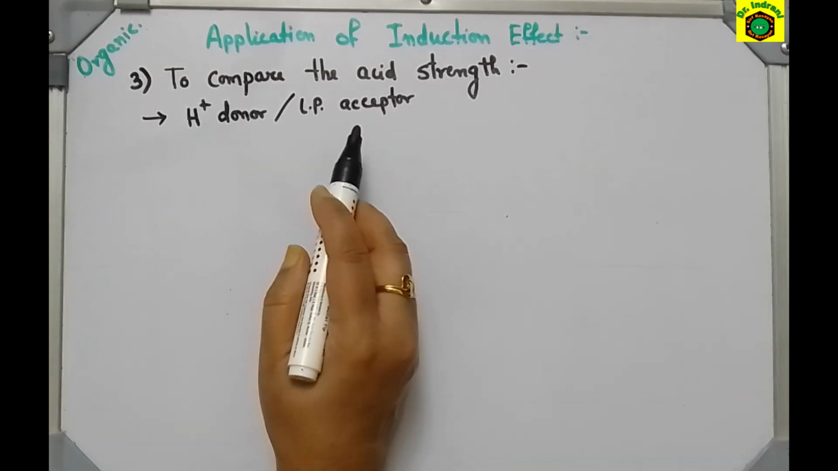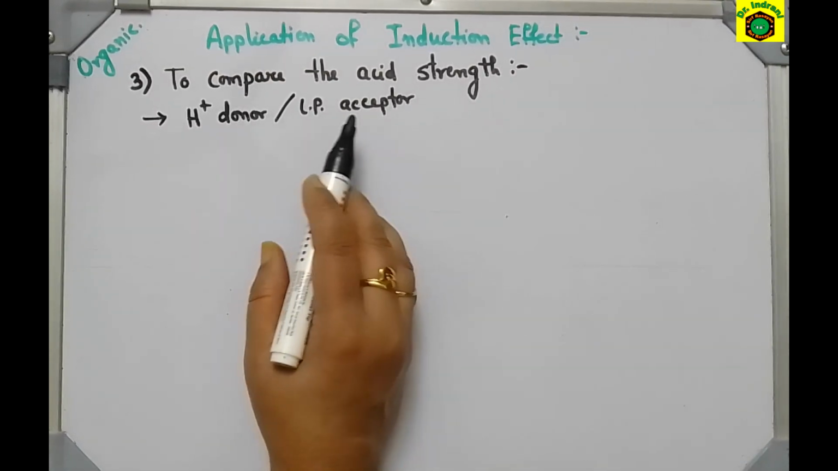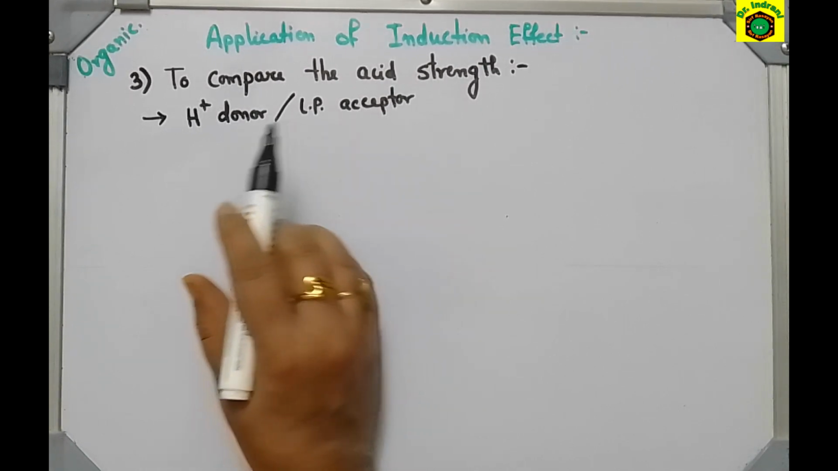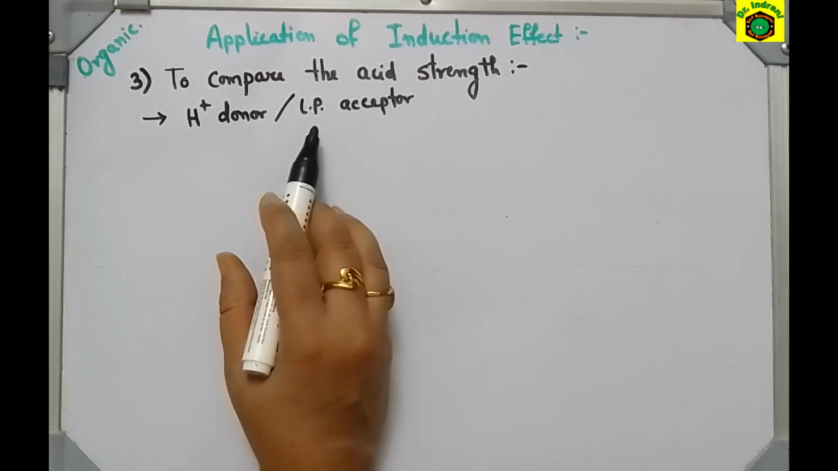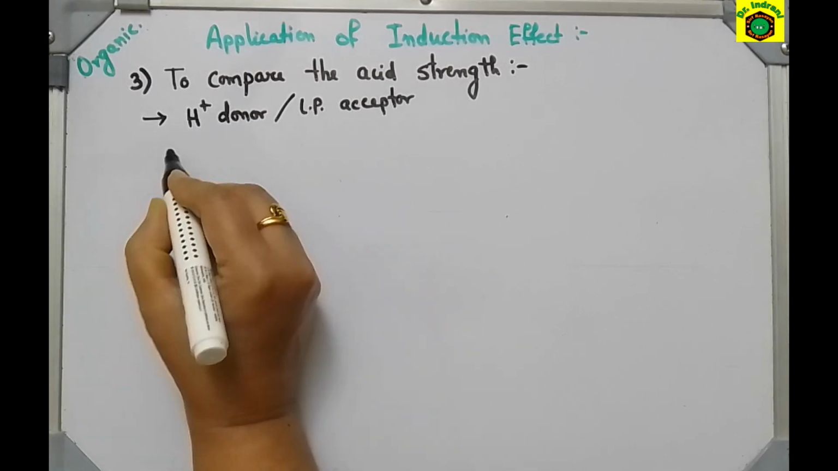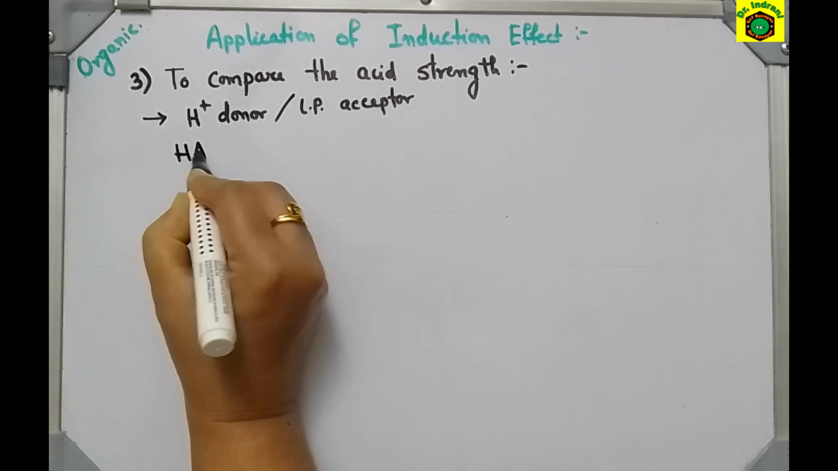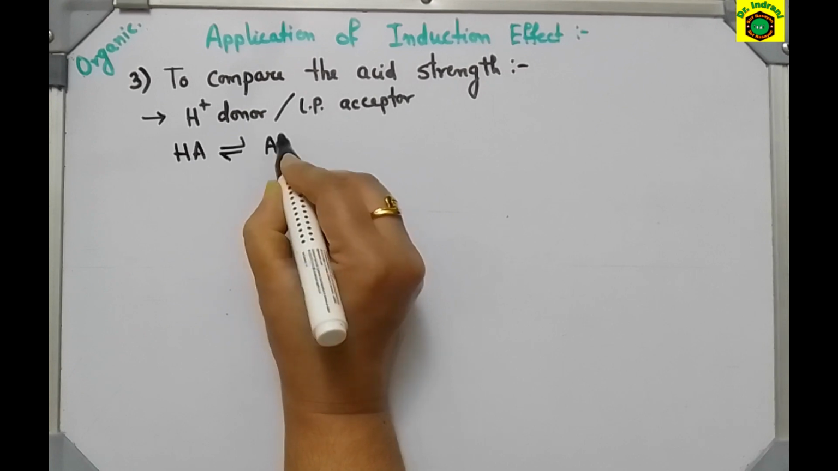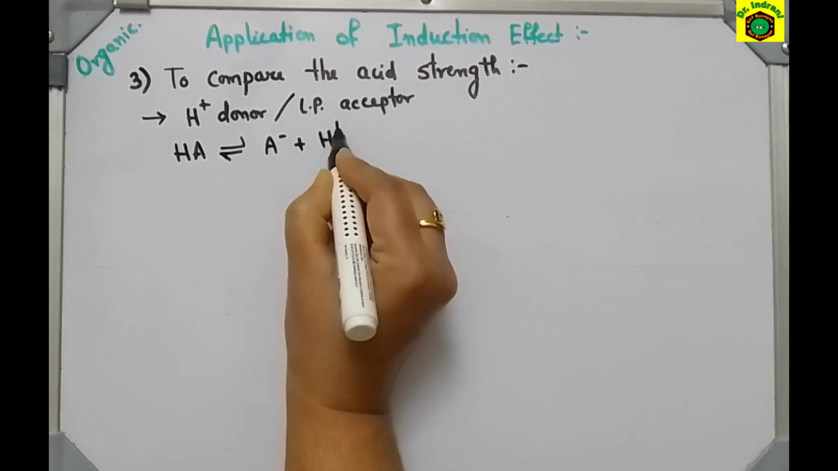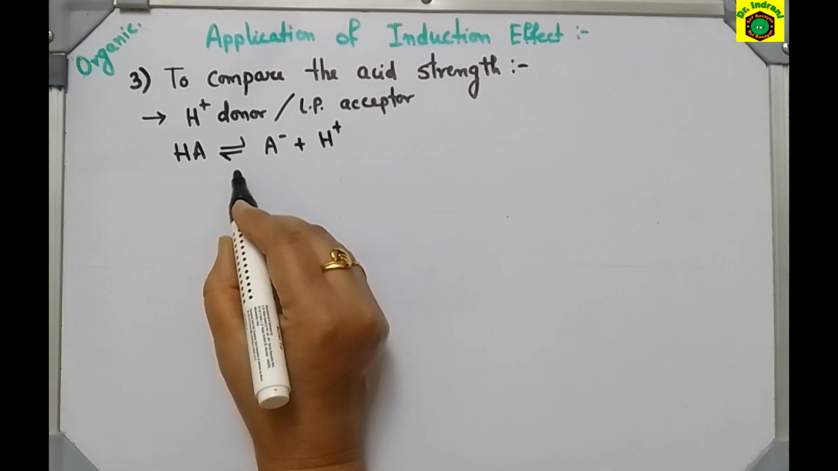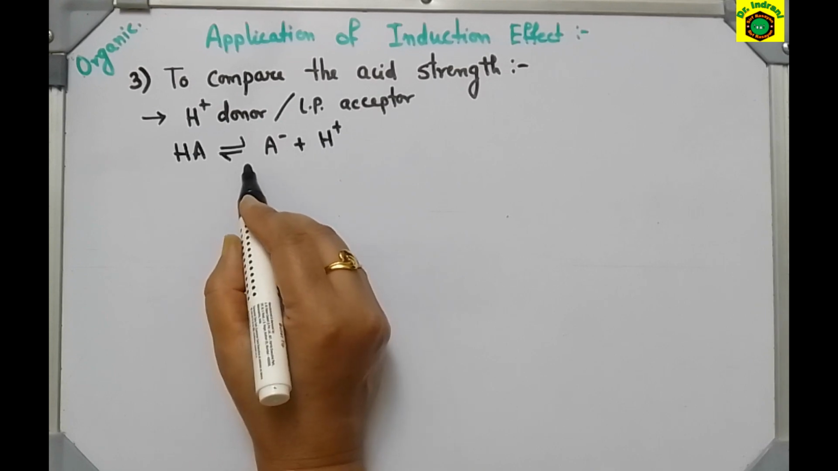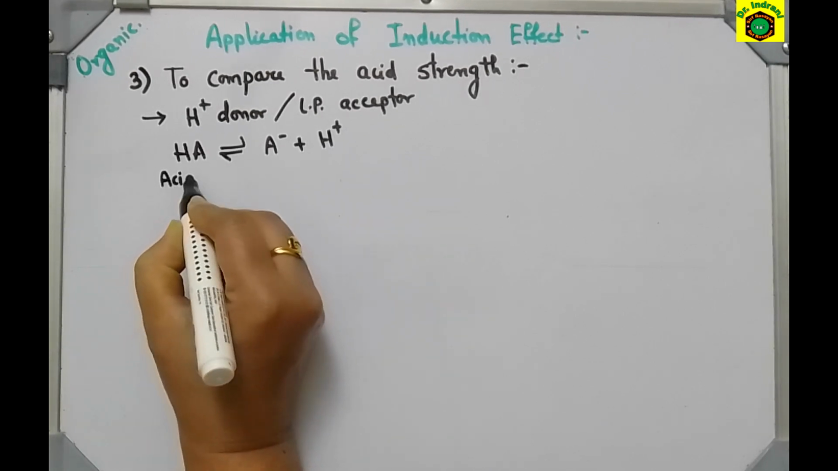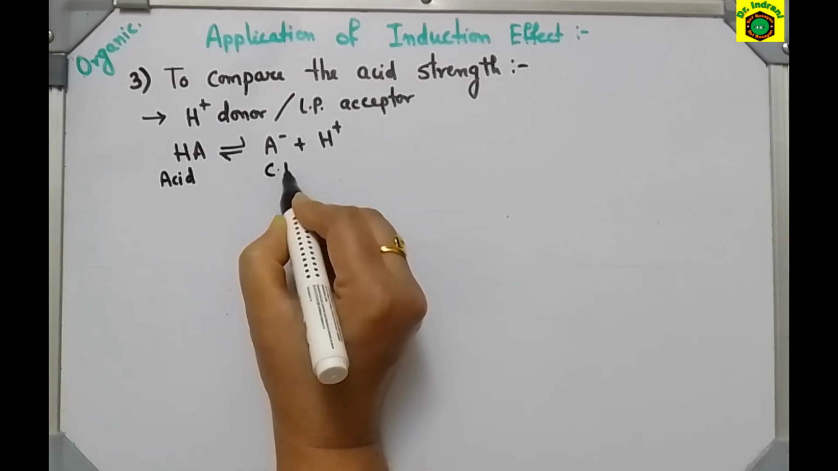Next application of inductive effect is to compare the acid strength. You can compare the acid strength between two acids. Acids means H plus donor or lone pair acceptor. Suppose this is one organic acid. It dissociates into A minus and H plus. Since organic acids are weak acids, here you have to use this reversible symbol. This is the acid, weak acid. This is its conjugate base.